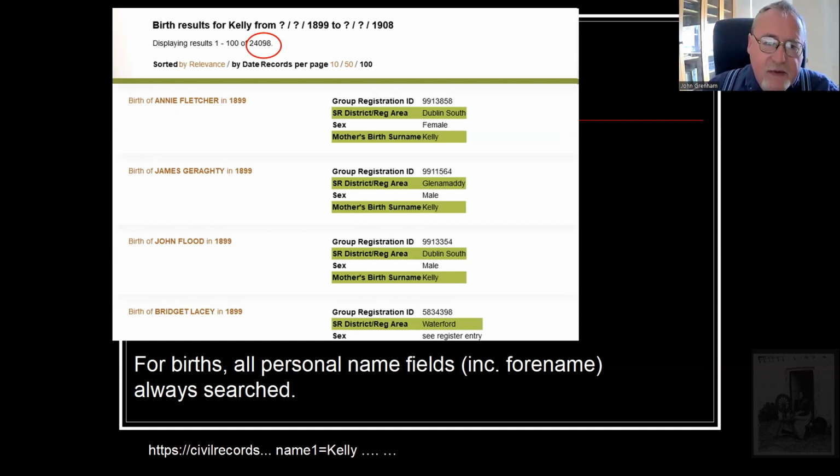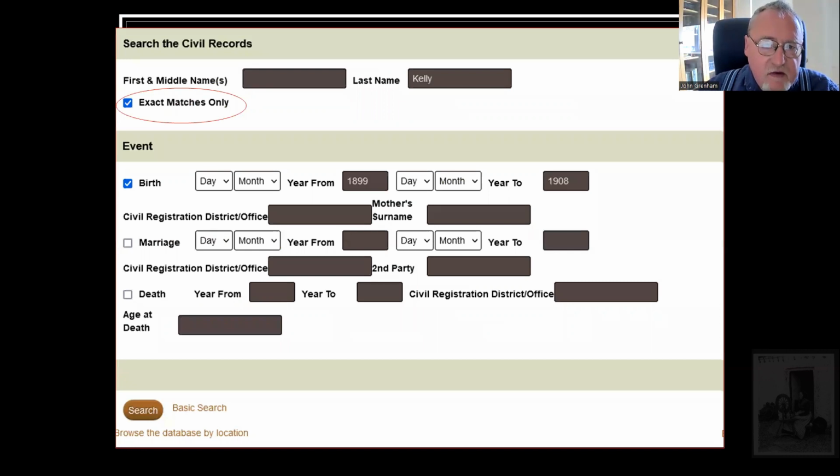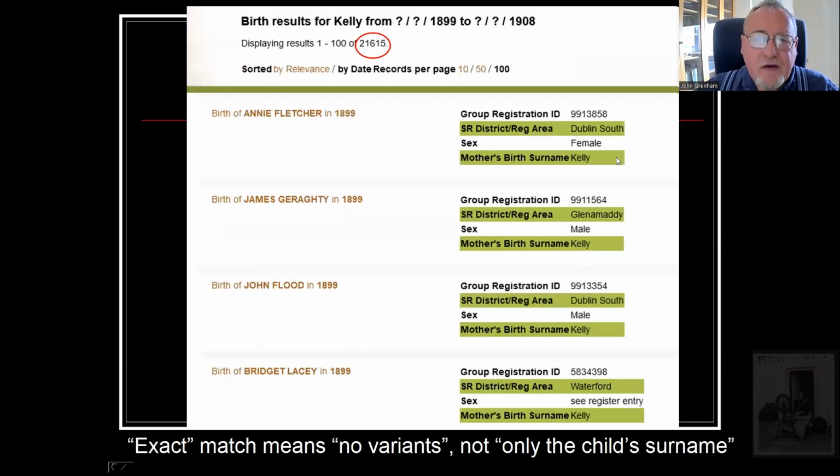Let me just demonstrate. There is a little box on the advanced search thing for exact matches only. All right, you circle that, you do the search again, and it's reduced by about 3,000, but you're still getting Fletcher, Geraghty, Flood, Lacey, mother's maiden name Kelly. So what's going on there? What's going on is that exact match means it doesn't use surname variance. It doesn't mean just give me results that only have the child's surname in it.